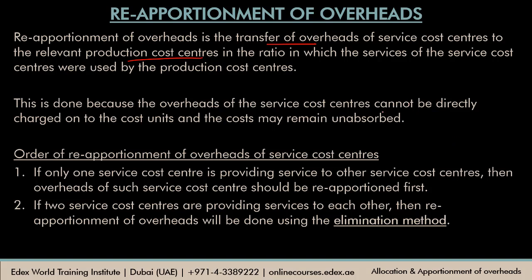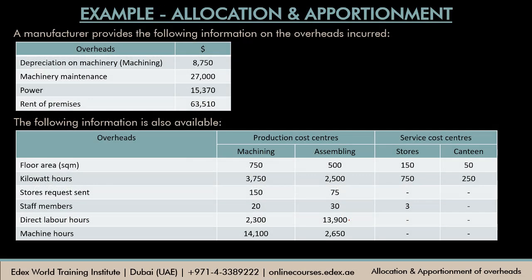Now why this is done? This is done because the cost of the service cost centers cannot be directly charged or absorbed to the cost units and the cost may remain unabsorbed. Again, you might not understand these terms right now. I will do an example in this video and I'll also explain absorption in the next video. Then the concepts will be very clear. The next important concept is the reapportionment of overheads using the elimination method. We will come back to this in a bit. So let's look at an example.